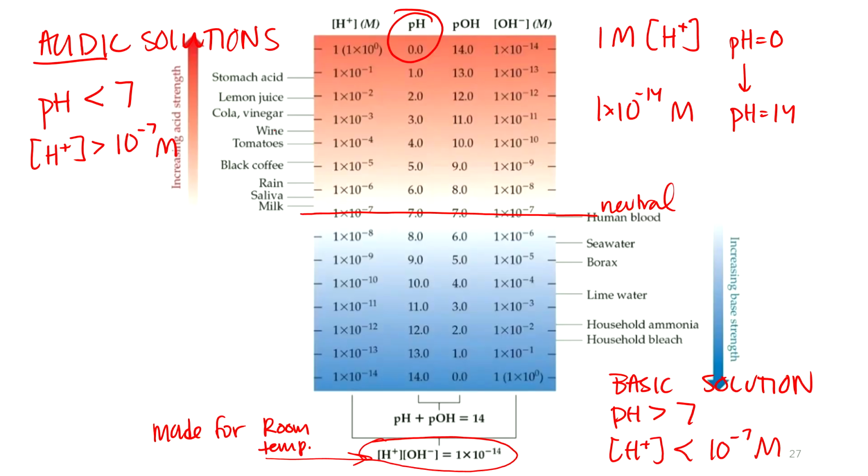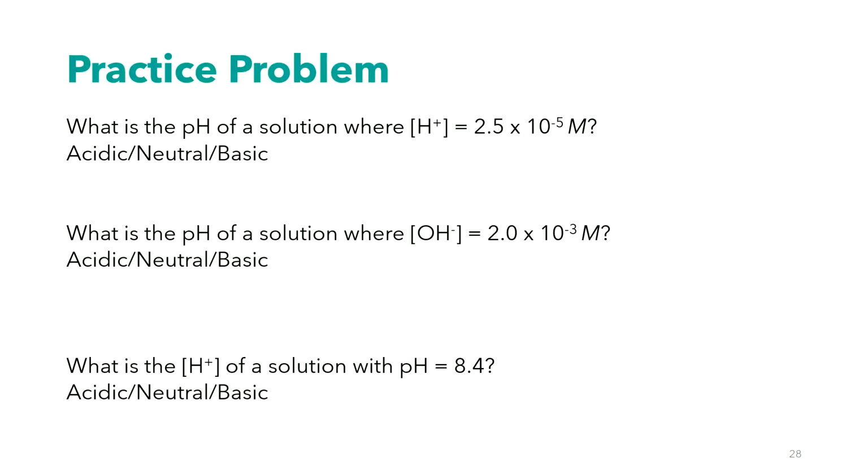So using a log scale helps us see these in a small number range rather than going from 1 all the way down to 1 times 10 to the negative 14th. All right, so now we should be able to do questions like this.